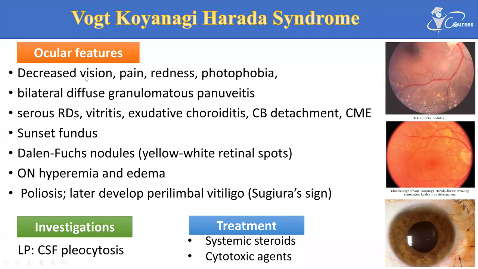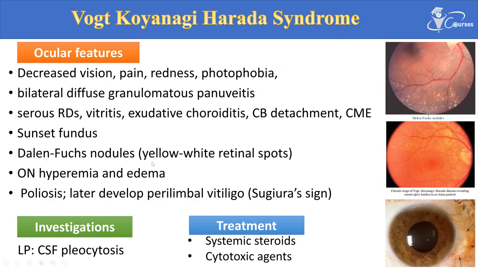The investigations or diagnosis depend mainly on the clinical features, and to confirm we can do a lumbar puncture to find the CSF pleocytosis. Treatment should be initiated with systemic steroids and cytotoxic agents.